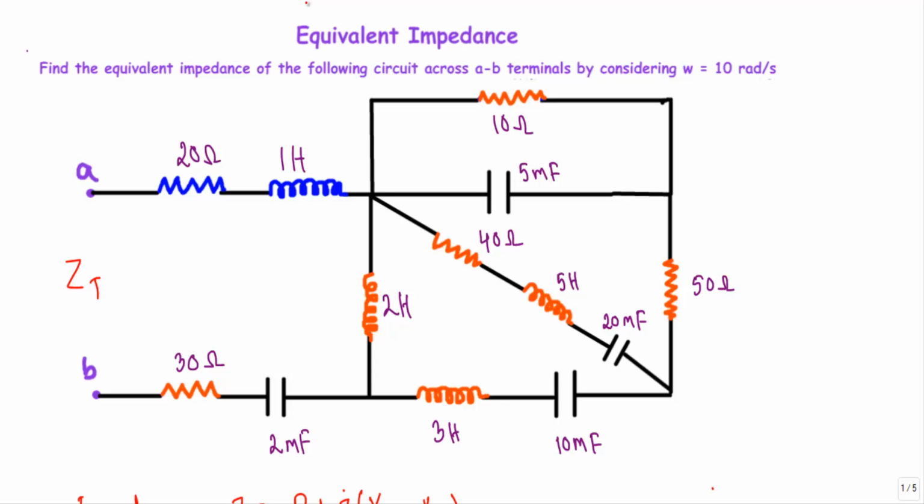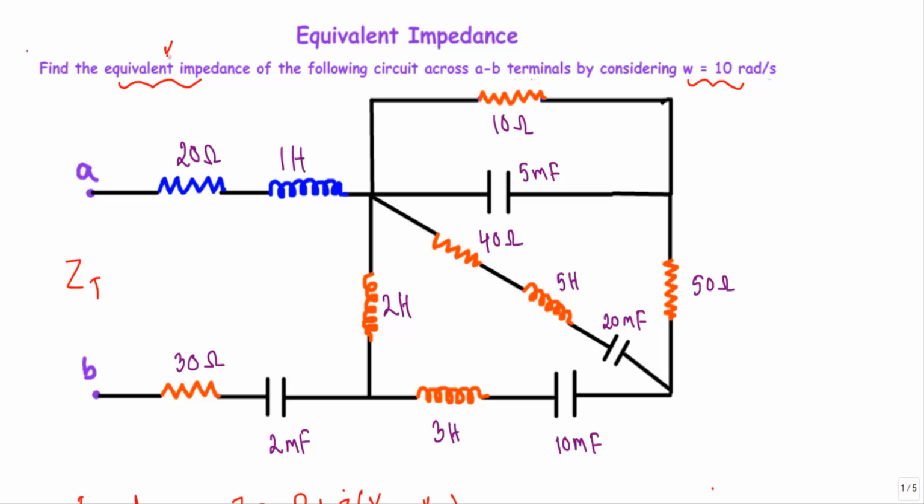In this video, I will show you how to calculate the equivalent impedance of a circuit when the circuit is composed of a resistor, inductor and capacitors. Find the equivalent impedance of the following circuit across the A and B terminals by considering angular frequency omega equal to 10 radian per second.